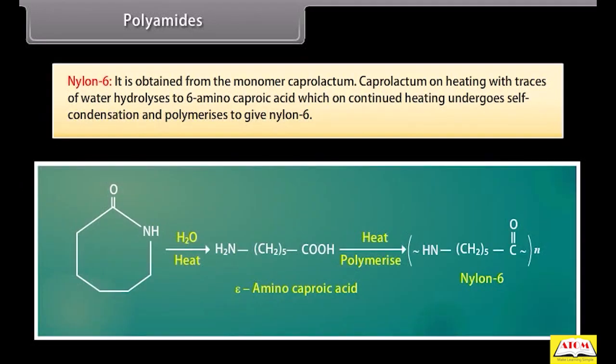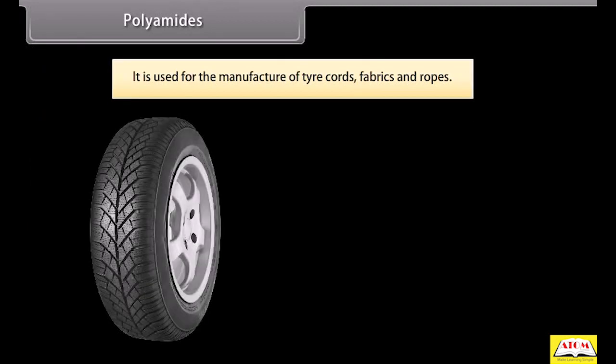Nylon 6. It is obtained from the monomer caprolactam. Caprolactam, on heating with traces of water, hydrolyzes to 6-aminocaproic acid, which on continued heating undergoes self-condensation and polymerizes to give nylon 6. It is used for the manufacture of tire cords, fabrics and ropes.